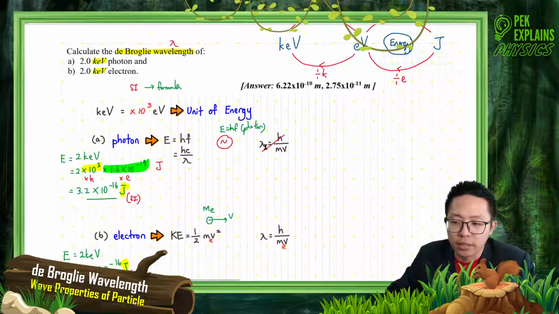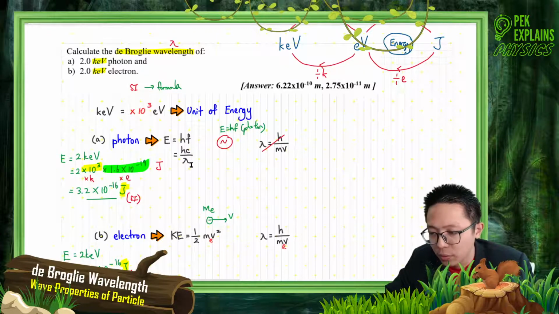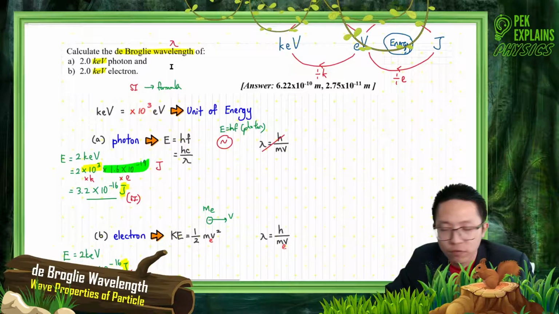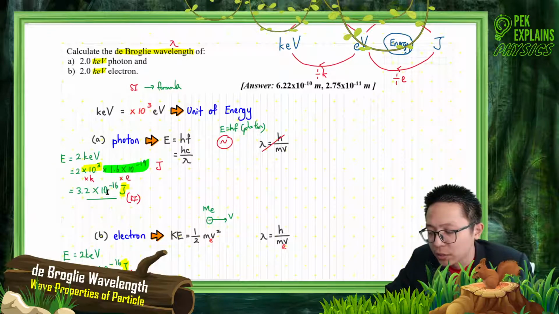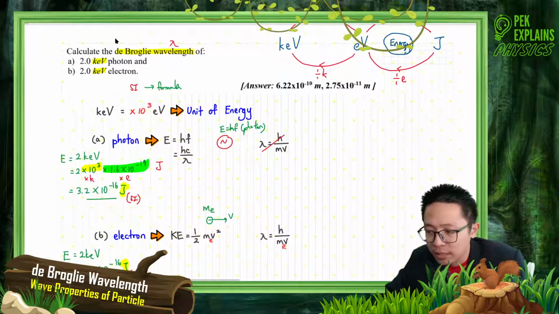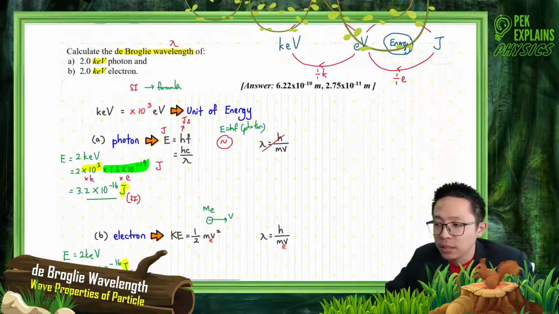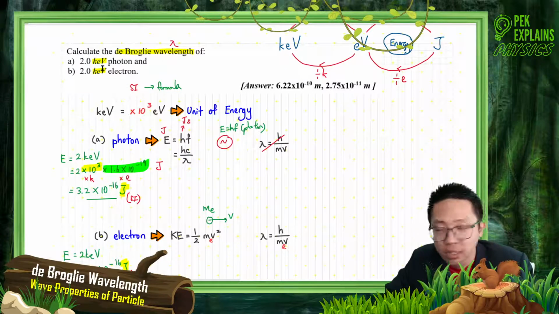When do we use this lambda equal to h over mv formula? Later I will explain about this one. Okay, first I look at this one. Photon energy equal to hc over lambda, because here we have lambda that can help us find the wavelength. So now just substitute the energy we got just now in joule. Remember, this energy must be in joule, in SI unit. You ask me why? Because this formula is only in SI unit. The h, the Planck constant, is in joule second, so your energy must also be joule. Cannot be kilo electron volt. You must convert to joule.